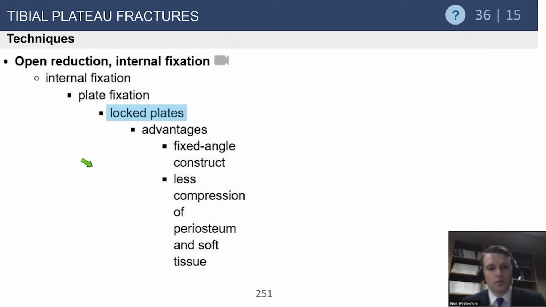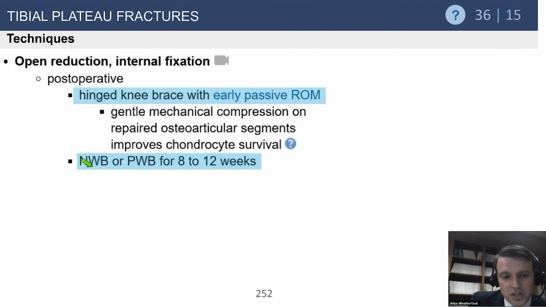Locked plates form a fixed angle construct. There is or can be less compression of the periosteum and soft tissue. Now, also, the majority of our fractures that we're seeing, or the majority of our fixation constructs that we're using, are a hybrid of locked and non-locked screws. You don't necessarily get that effect of not compressing the periosteum.